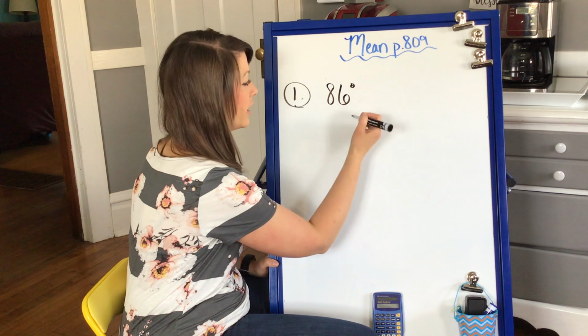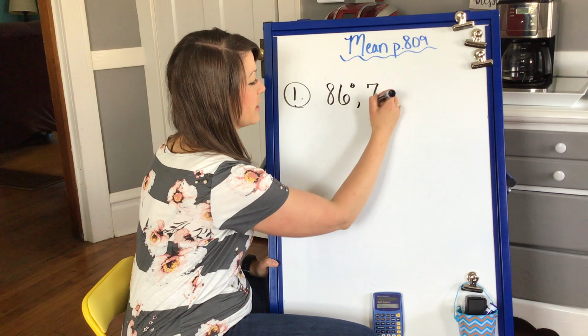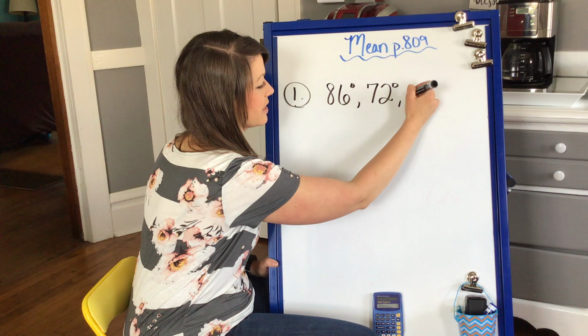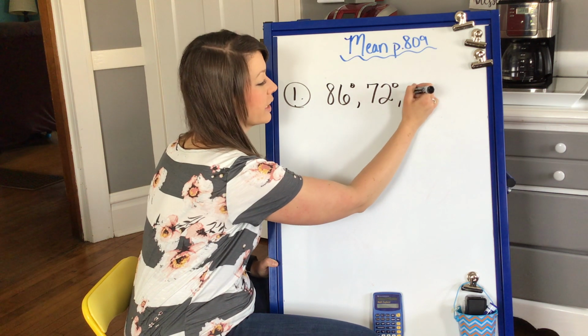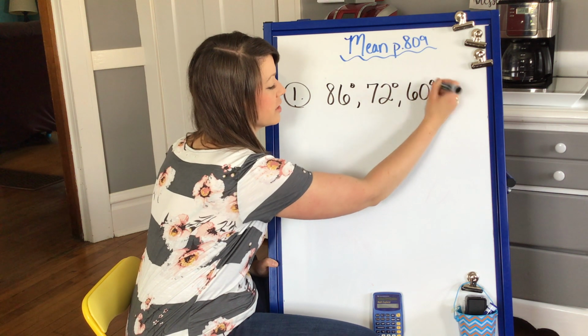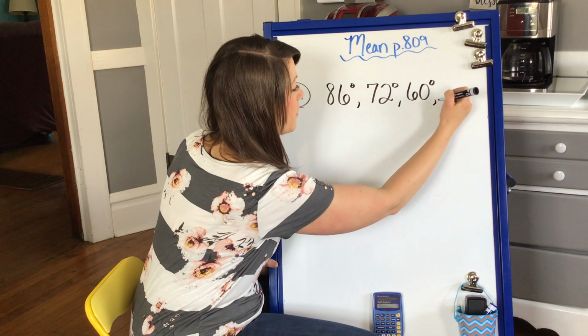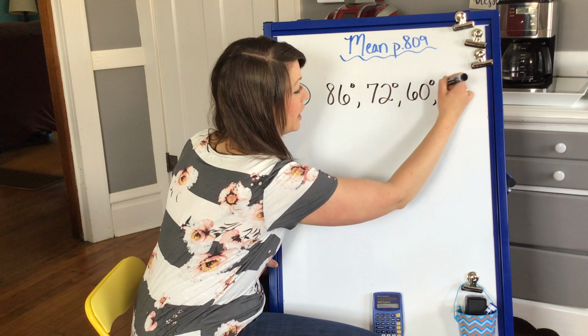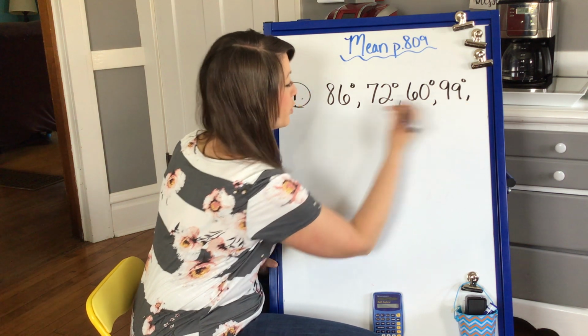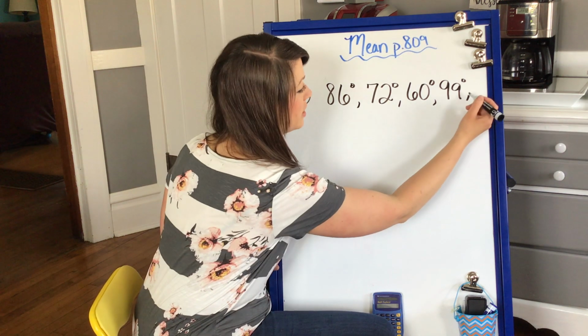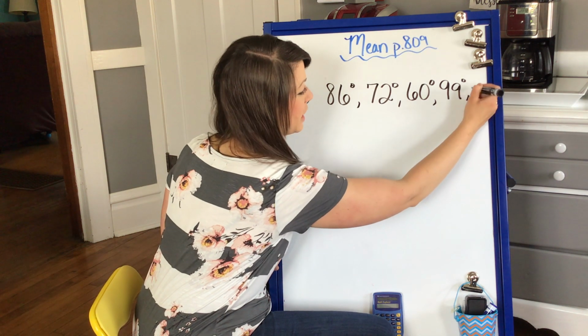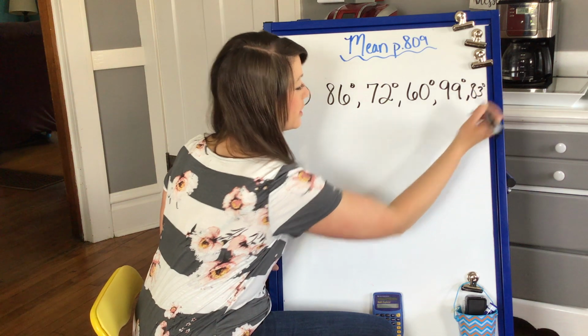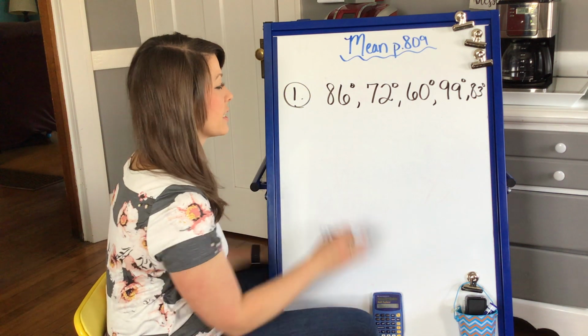and we're all degrees Fahrenheit, and then the next day it was 72 degrees Fahrenheit, the next day was maybe a colder day in the summer and it was only 60 degrees. We'll do a really hot day, we'll do 99 degrees. I'll do one more, and then the last one would be 83 degrees.